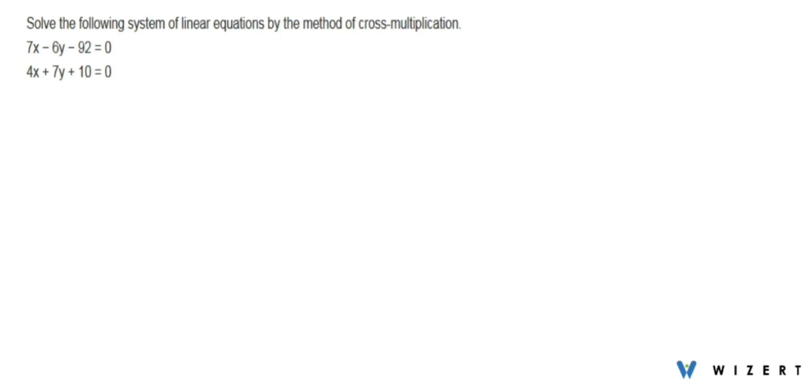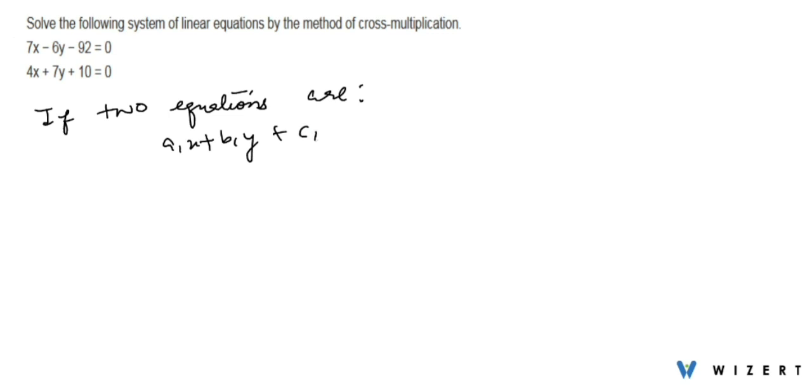Solve the following system of linear equations by the method of cross multiplication. So, in the cross multiplication method, what we do is, let's say these two are the equations, a1x plus b1y plus c1 equal to 0, and another equation is a2x plus b2y plus c2 equal to 0.